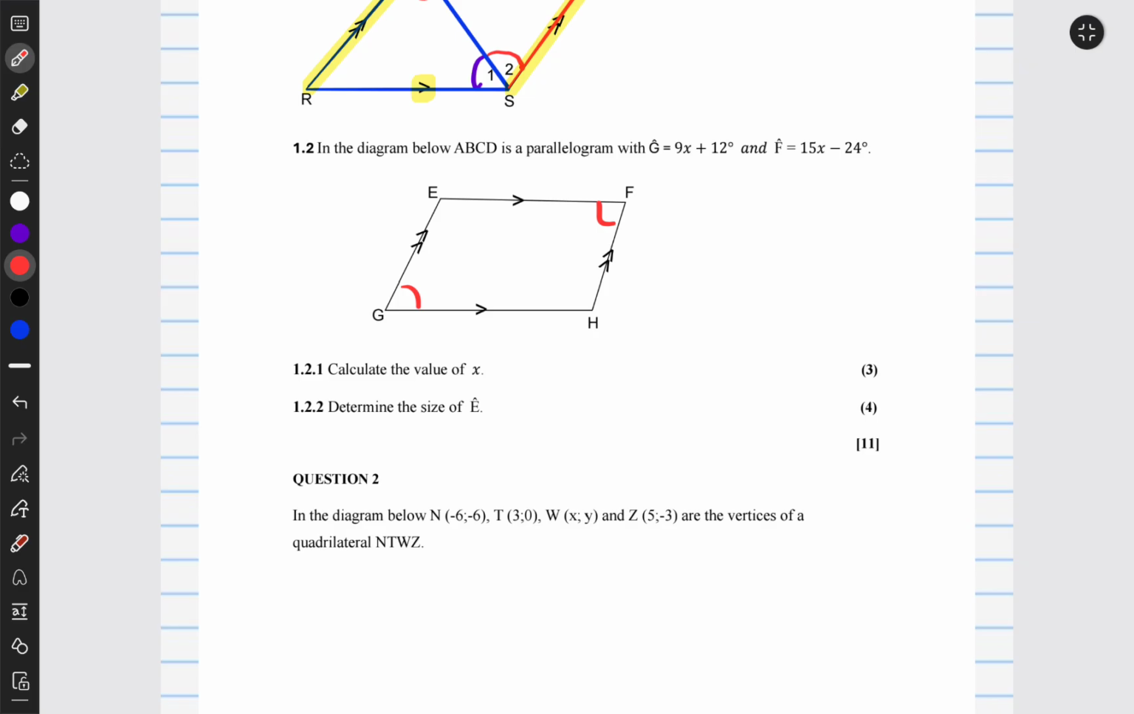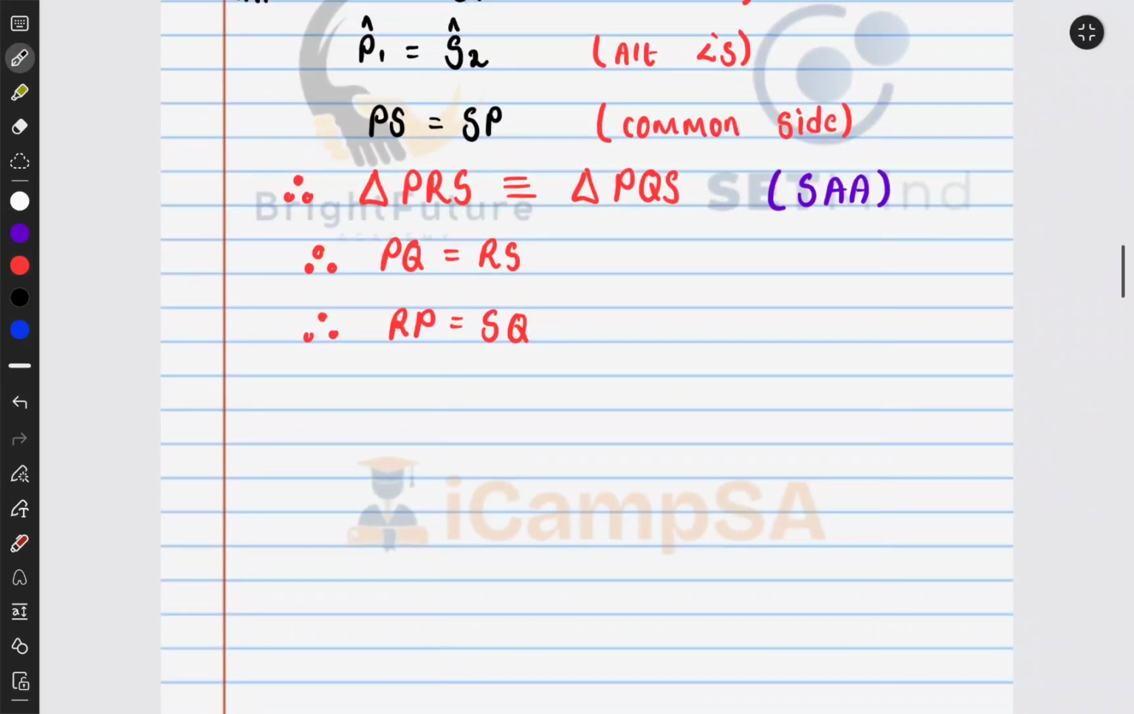So we know from our understanding of parallelograms, since we have been told that this is a parallelogram, that opposite angles of a parallelogram are equal. So for 1.2.1, angle G is equal to angle F, and the reason is opposite angles of a parallelogram.